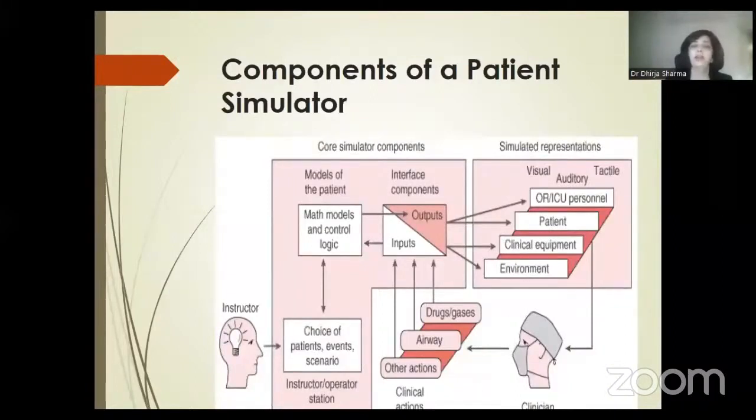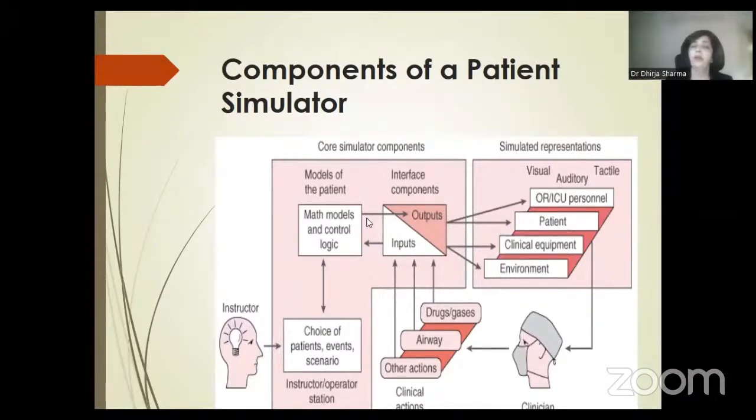So you can typically see that a patient simulator requires a core simulator component and then the simulator representation. Of course, there is a trainee who is the clinician, and the most important aspect of a simulator is the instructor. So the instructor chooses the patient and the type of events and scenario that they would be teaching, and that is fed into the core simulator components, which consist of the model of the patient, and then there is an interface of the component with the simulated representation.